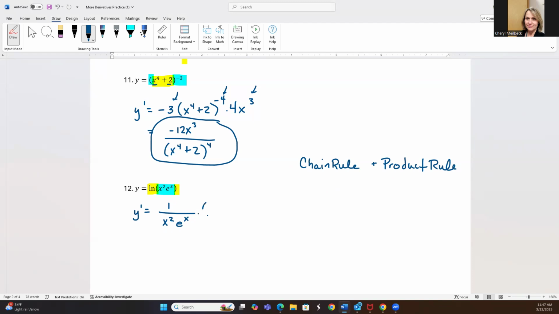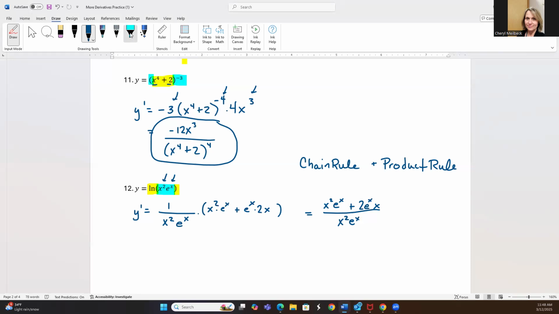Now the inside function's derivative will be the product rule. So it'll be the first times the derivative of the second. The derivative of e to the x is just e to the x, plus the second, e to the x, times the derivative of the first, which will just be 2x. Cleaning this up, we'd probably write this as one fraction. And that'll be x squared e to the x plus 2x e to the x over x squared e to the x.